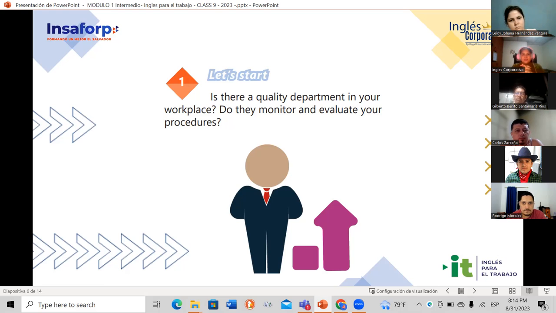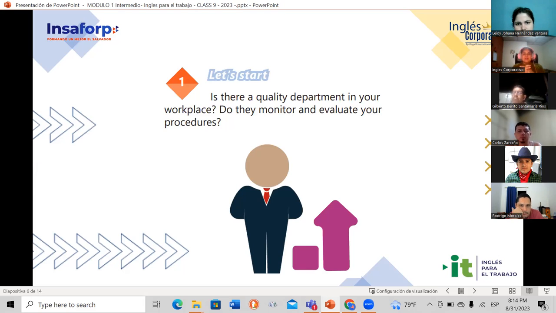Talking about procedures, in this case about quality. Okay, is there a quality department in your workplace? Do you have monitors and evaluate your procedures? Do they monitor and evaluate your procedures? In a call center, it is common that agents will have a quality department, and there is a quality agent that is listening to all the calls to see what you are doing well or what you need to improve, okay? I guess it's similar in other places in your companies, right? That you are evaluated to see how you are doing your job.